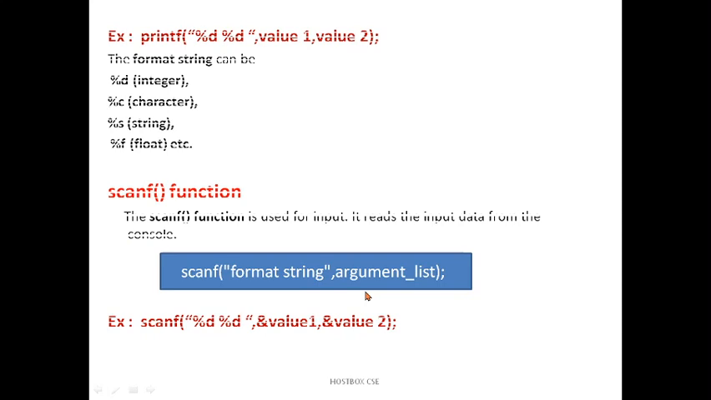And then, for example, if you want to print integer values a and b, you can give printf %d comma value 1 comma value 2. Like that you can give any number of values, any number of arguments here. The format specifier may be integer %d, a character %c, a string %s, or a float. In most C programs we use integer and float, mostly.